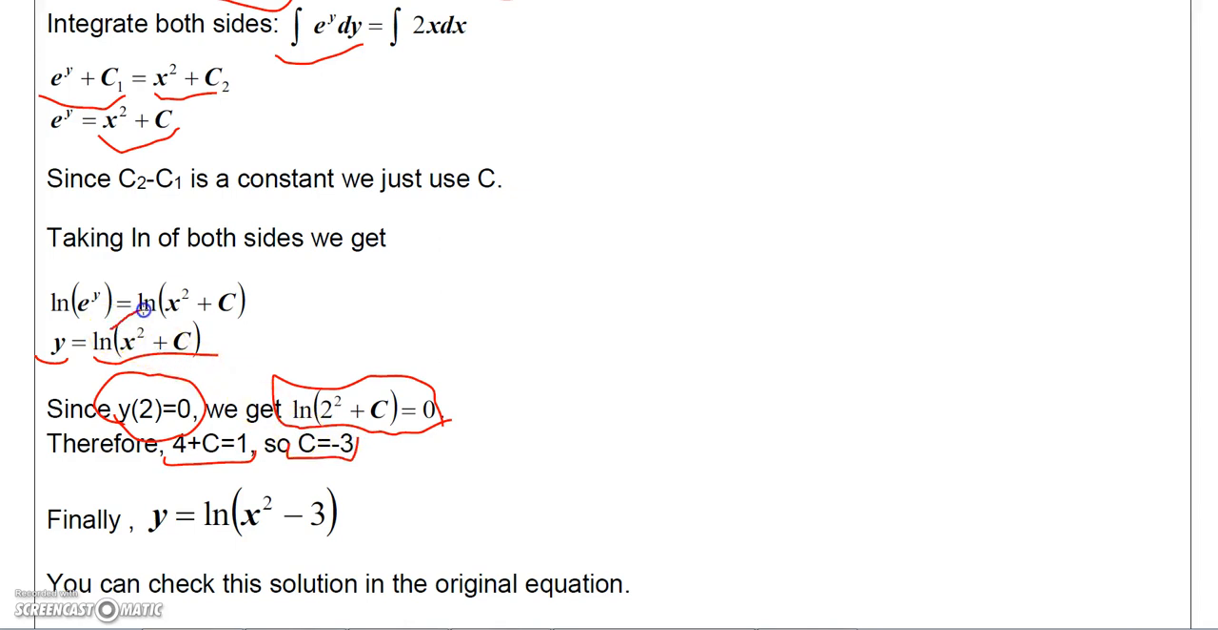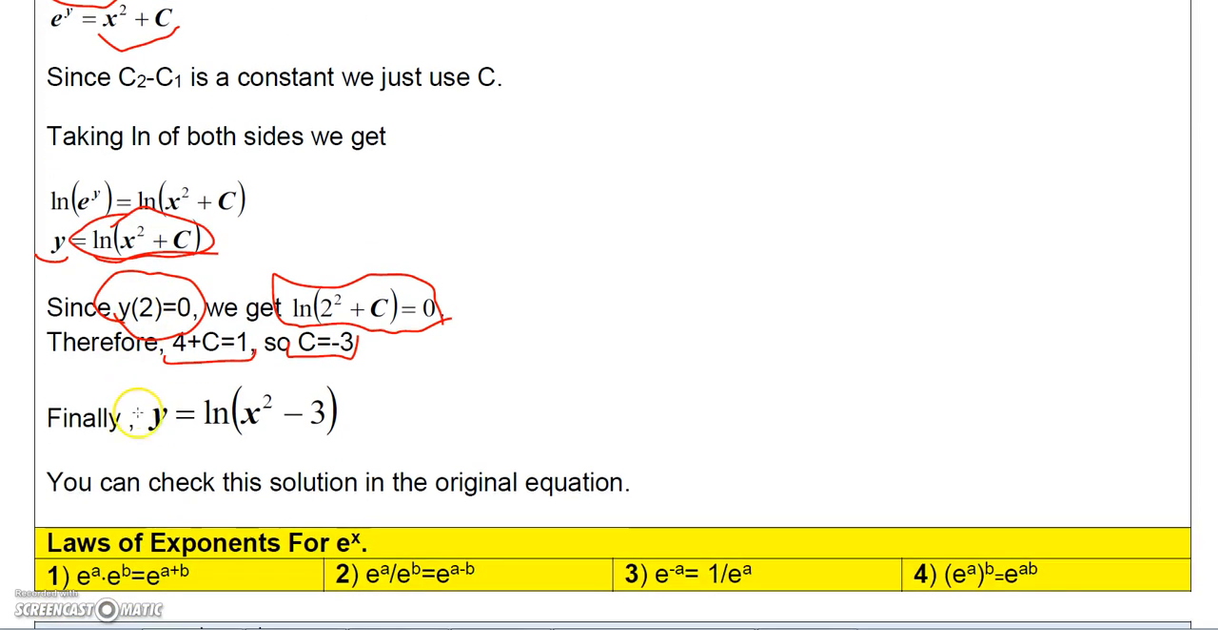So now we can go back to this equation, and we can replace the c with negative 3, and we can get our final answer for the function. So basically, you just solved probably your first differential equation.